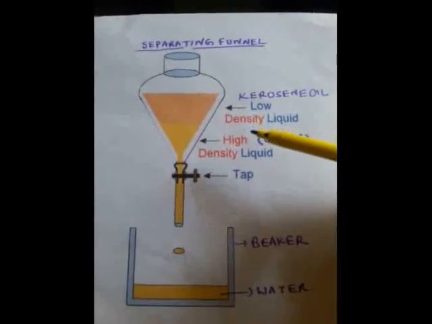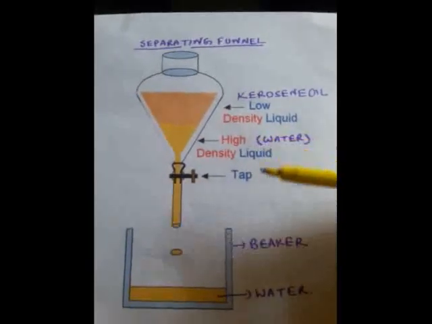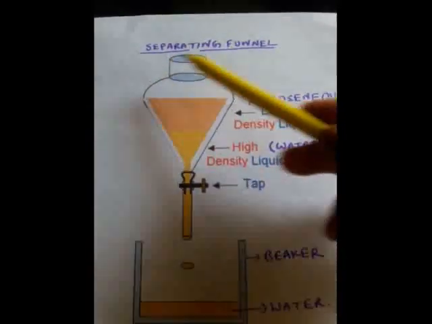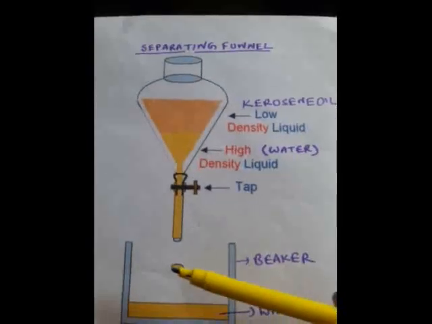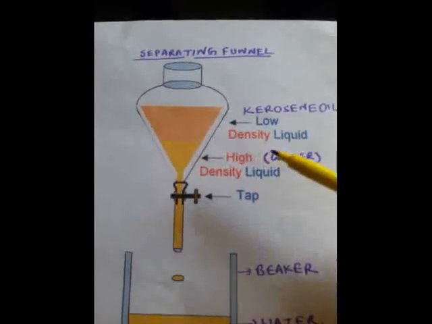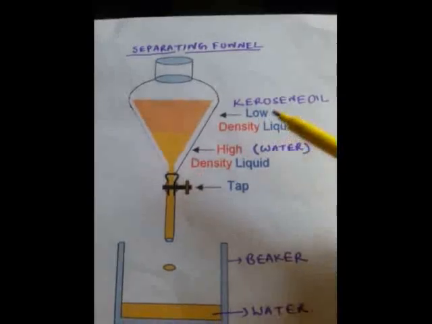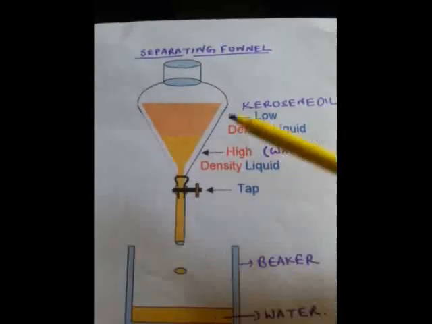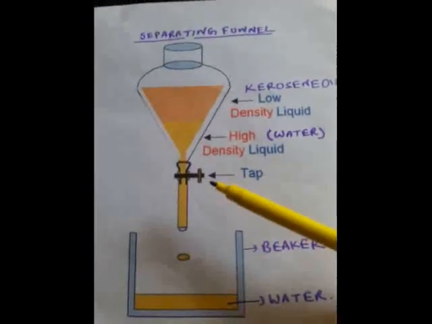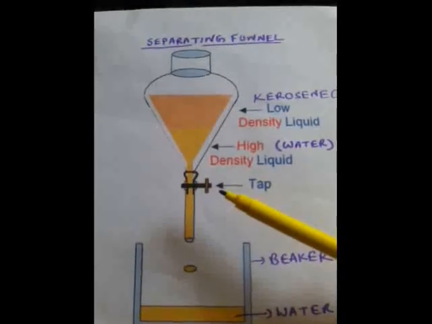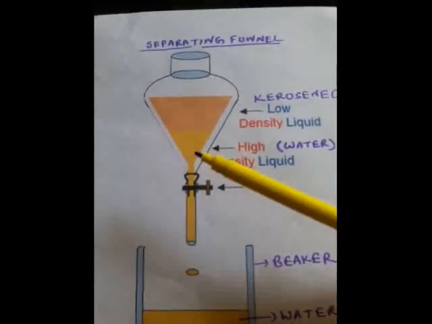Yes, students, let's do a quick recapitulation. I have shown a separating funnel here. The liquid which has low density, that is kerosene oil, is at the top, and the liquid which has high density, that is water, is at the bottom.